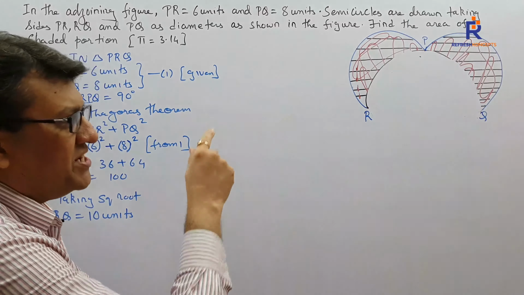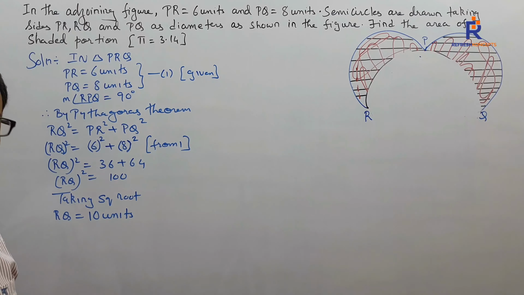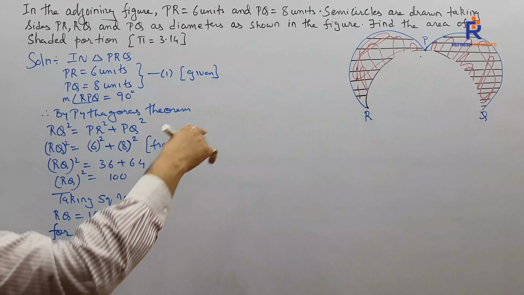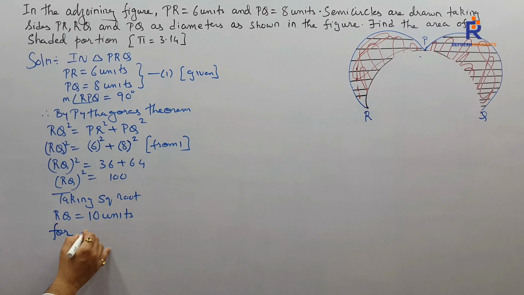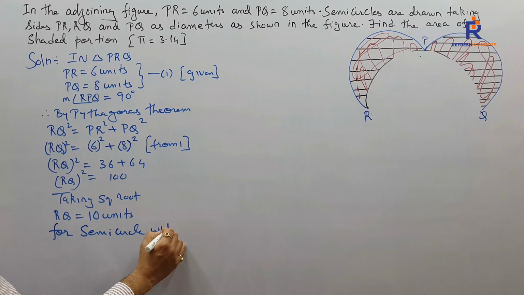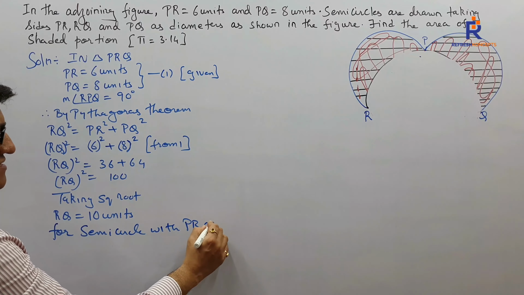Right? So I'm not redrawing the figure. This is what we wanted. So let's write down things over here. So now comes the semicircle with PR as a diameter.